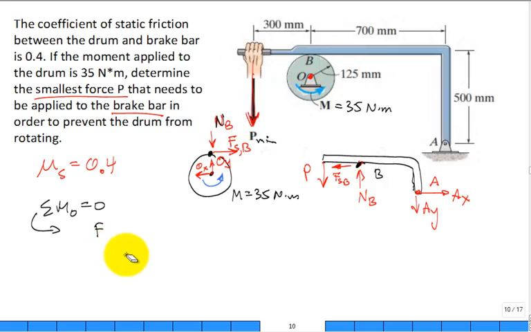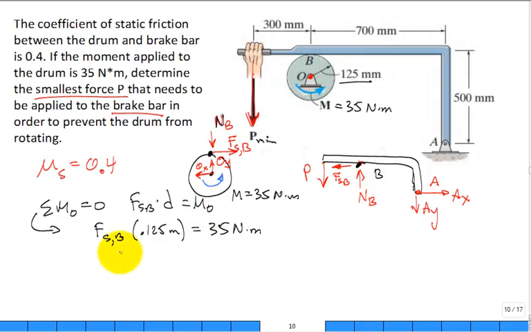FSB or FS, maybe. FS at B is equal to FS times this distance right here of 0.125 meter, which is equal to 35 newton meter. Sum of the moments around point O. Does OX or OY contribute to that equation? No. Does N sub B contribute to that equation? No. One makes it want to rotate in the clockwise direction, one in the opposite. Maybe I should have left this as FSB times a moment arm equal to M at O.